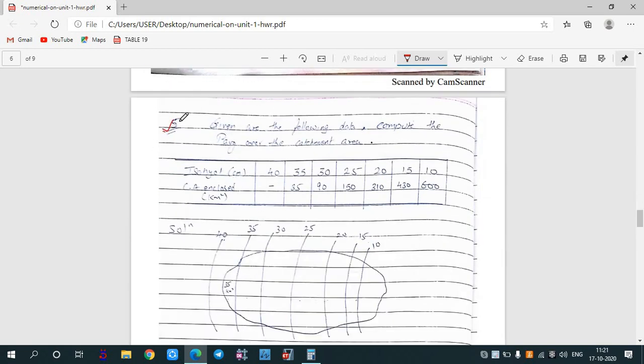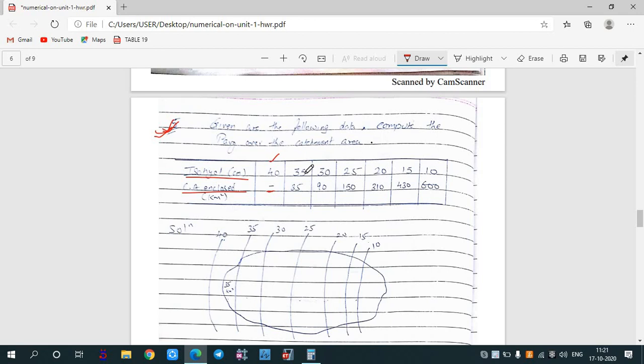The question is saying that given the following data, compute the P average over the catchment area. So this is your isohyetal method. In this, isohyetal values are being given, and catchment area values are given in terms of kilometer squared. Isohyetal is in terms of centimeter. So the first value is 40, the catchment area is dash.